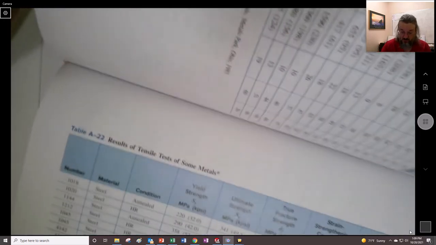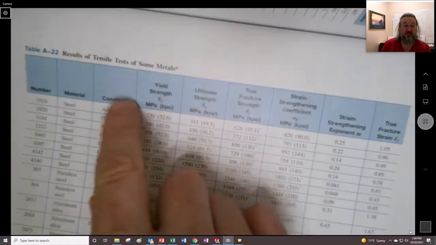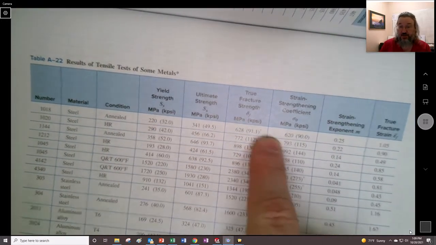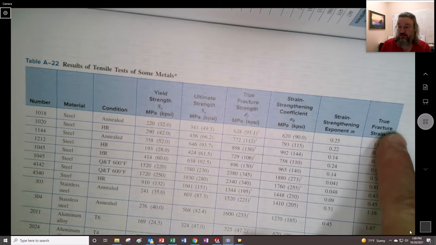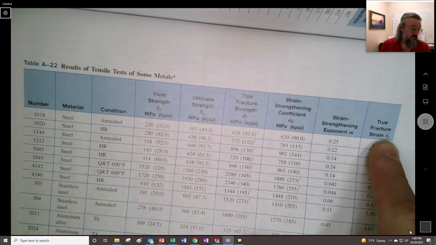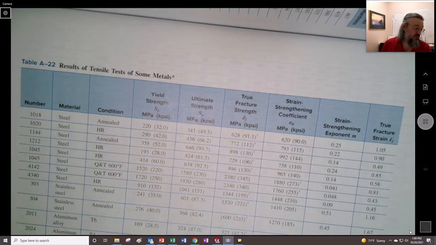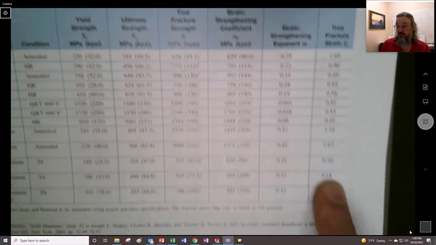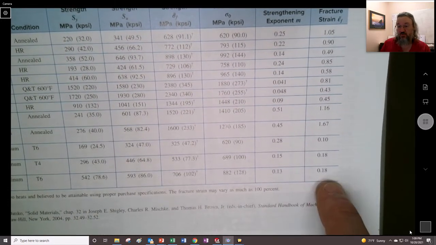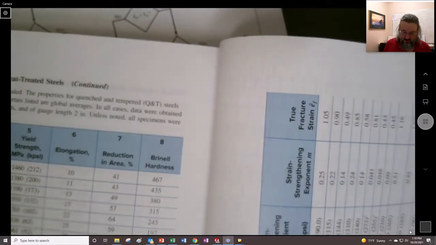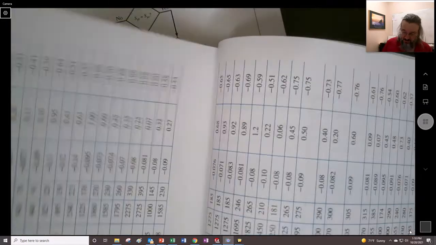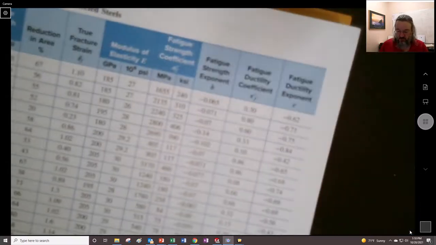These are results of some tensile tests on materials, and you will actually find a true fracture strain right there. True fracture strain is what they're calling that, and notice that they're all above 0.05. So all of these would be considered ductile materials based on that criteria. They also said in 23. Okay, here's a lot more of these.